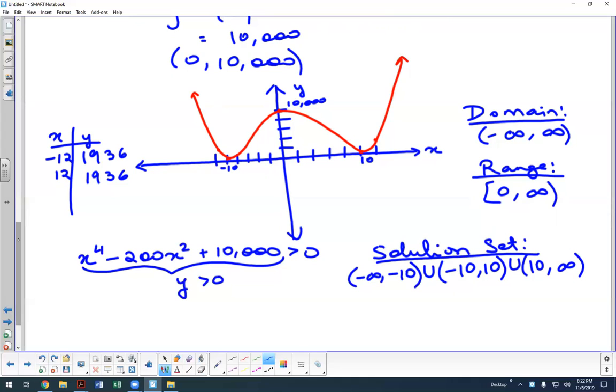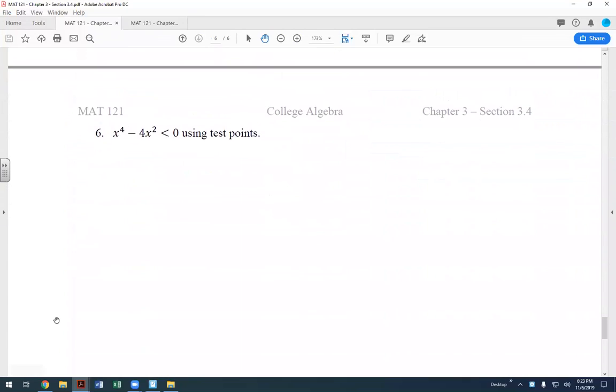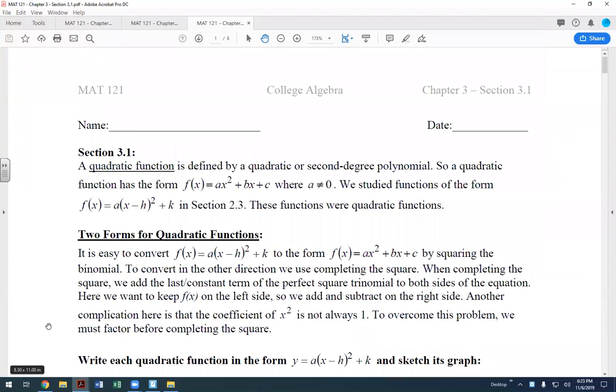No? All right, let's take a look at this last one, which is asking us to use the test point method. Okay, so remember, test point method is where we need to make sure that our terms are on one side, zeros on the other side, like we would do with any equation. And then we try to find our roots or our solutions, our x-intercepts, and put them on a number line. If you want to look at instructions for these, it's in your 3.1 handout. I believe it's the last page.